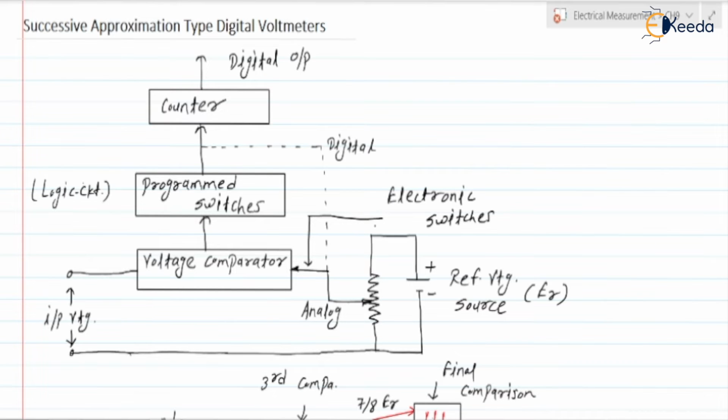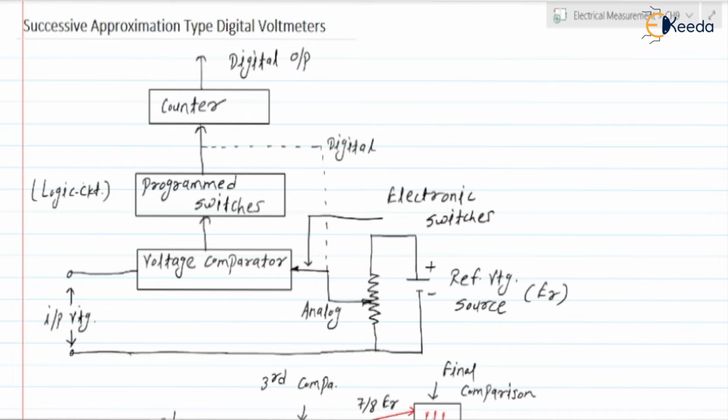Now here I have shown electronic switches. How these electronic switches work, we are going to discuss. First of all, the voltage comparator compares the input voltage and the reference voltage. In a successive approximation type digital voltmeter, the first comparison will be between the unknown input voltage and 50% of the ER.